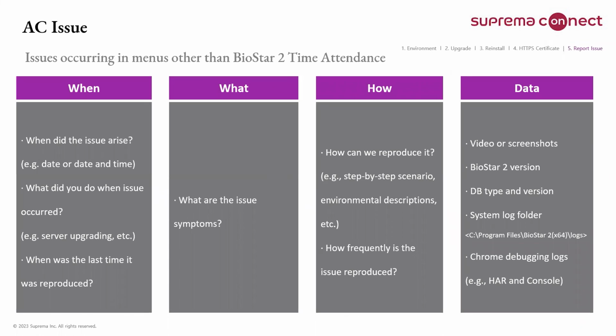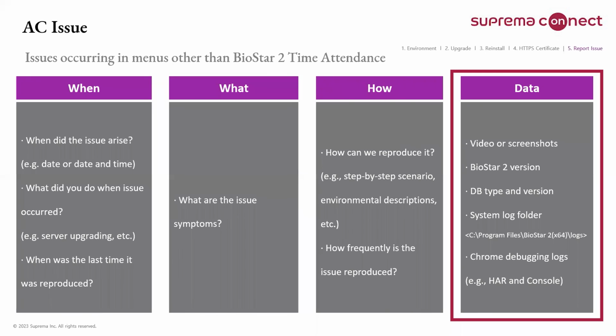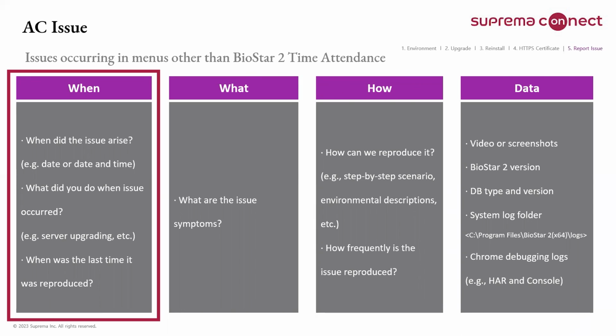What information should you send if your issue is a BioStar 2 AC issue? We divide it into when, what, how, and data. When did the issue arise? For example, you can share the date or date and time. What did you do when the issue occurred? For example, server upgrading or something else. When was the last time it was reproduced?